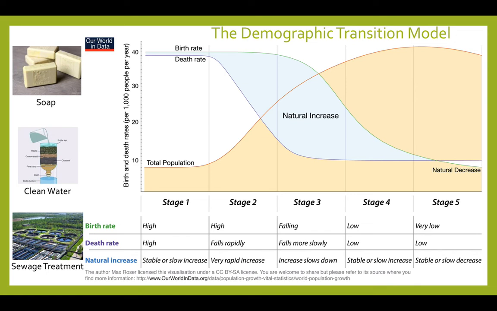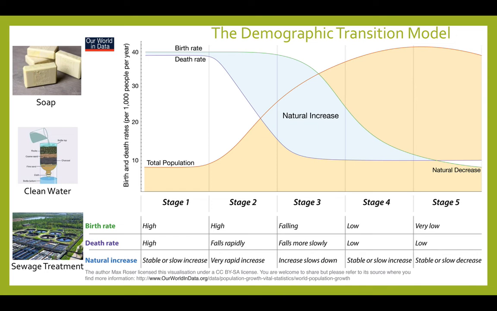Why does the birth rate stay up? Well, because people are not convinced that they're going to keep having enough children to help them with work. So what that means is that even though people are not dying as fast, they're still having a lot of kids.